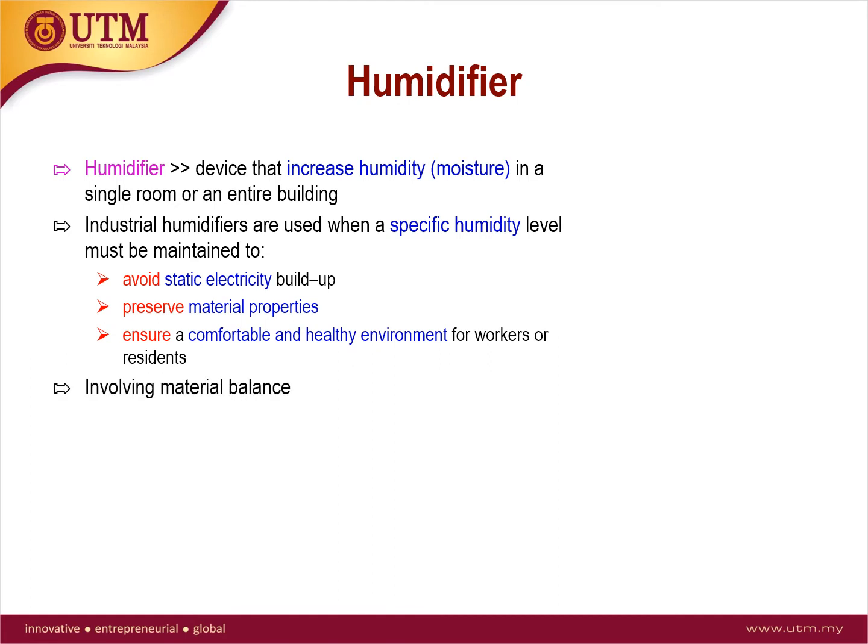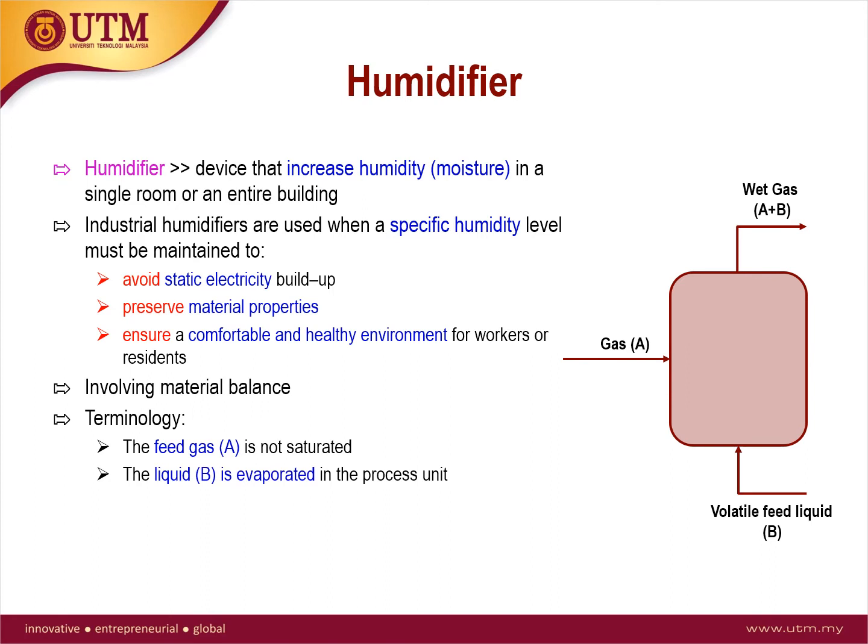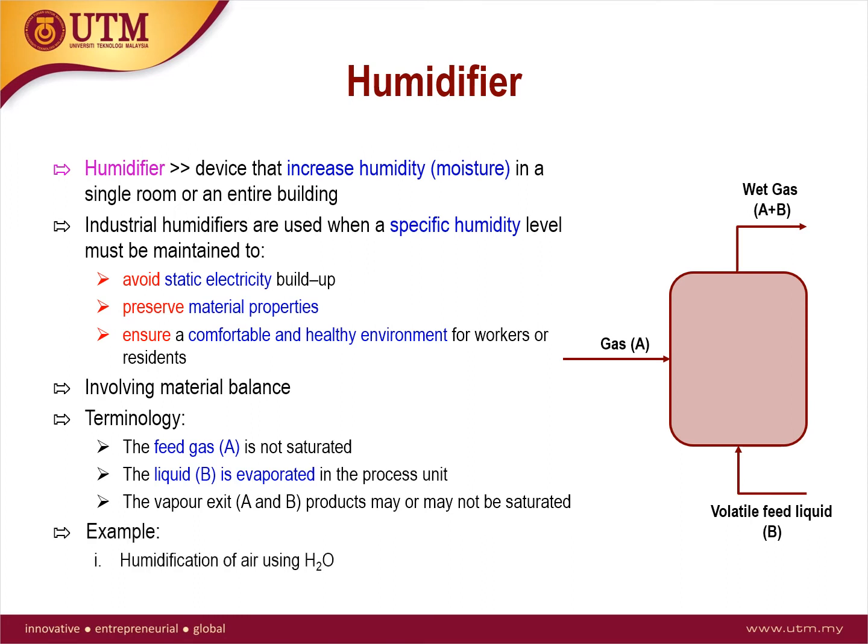The humidifier involving material balance. The schematic diagram of the humidifier is presented here. As a terminology, the feed gas A is not saturated. The liquid B is evaporated in the process unit, and the vapor will occupy the feed gas entering the humidifier. Then the vapor exits. A and B products may or may not be saturated and produce the wet gas. For example, humidification of air by using H2O.